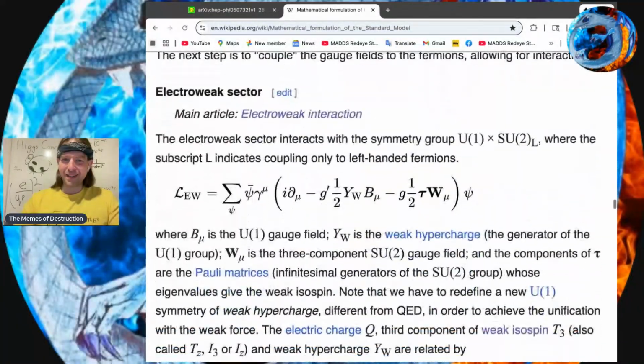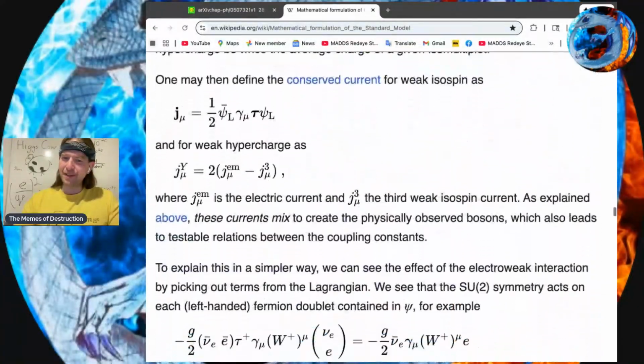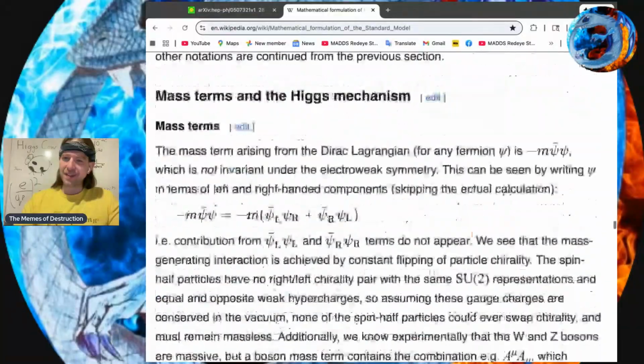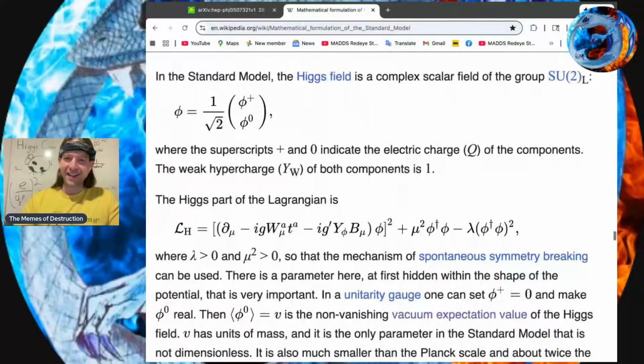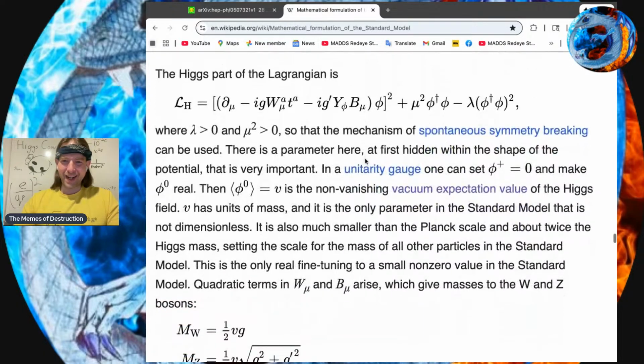Gauge fields, coupling terms. I think it was maybe after the coupling terms. Mass terms of the Higgs mechanism. All right, Higgs mechanism. It looks so simple. It's just one over root two. Then we have to include our terms over here. Yeah, I'm not going to pretend I've read that. That's the Yukawa.